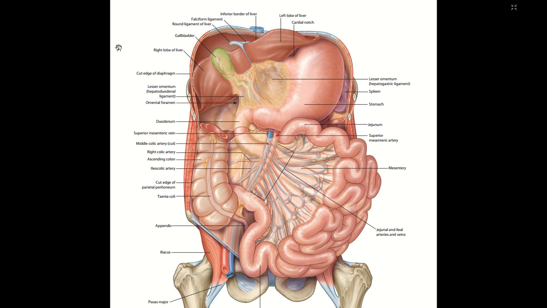Today we are going to talk about the anatomy of the small intestines. The small intestines are actually classified into three: we have the duodenum, jejunum, and the ileum. So right here, this is your duodenum, and this is going to be your jejunum and ileum.